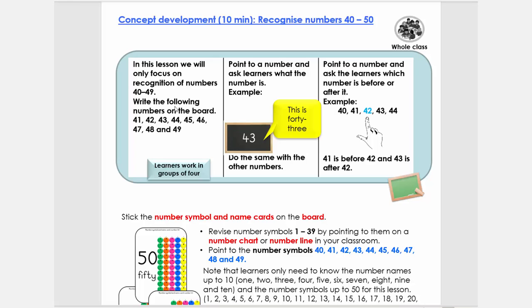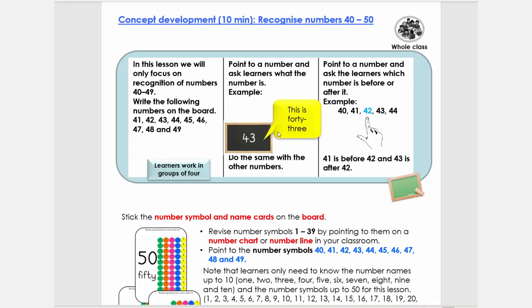Welcome back. So today we're going to do the activity similar to what we did in the previous 2 lessons. We're going to work between the number range 40 and 49. You're going to write the number on the board and then say, this is 43. And then you do it with all the other numbers.